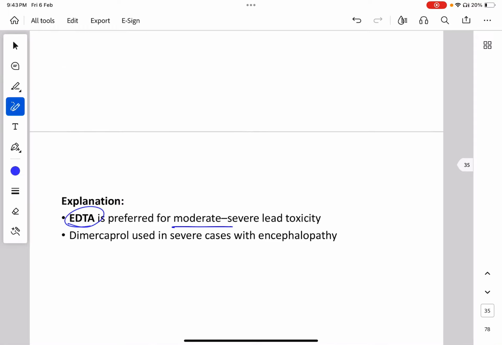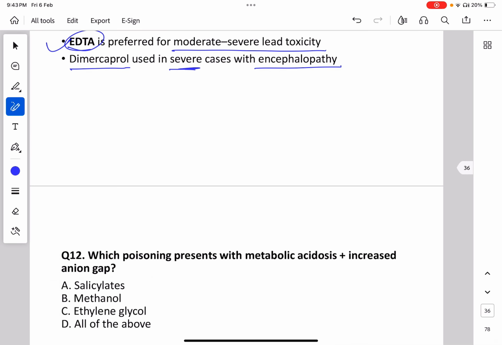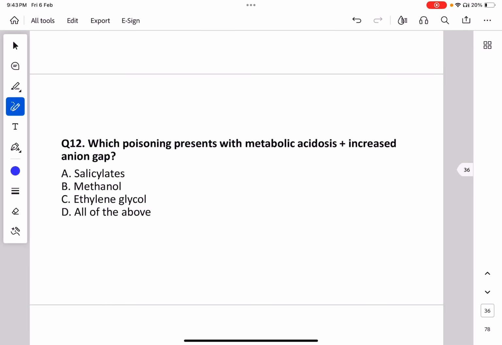EDTA is preferred in moderate to severe lead toxicity or in children. Dimercaprol can be used in severe cases if it presents with encephalopathy. So, EDTA for moderate to severe cases and in children. Next question, question number 12.